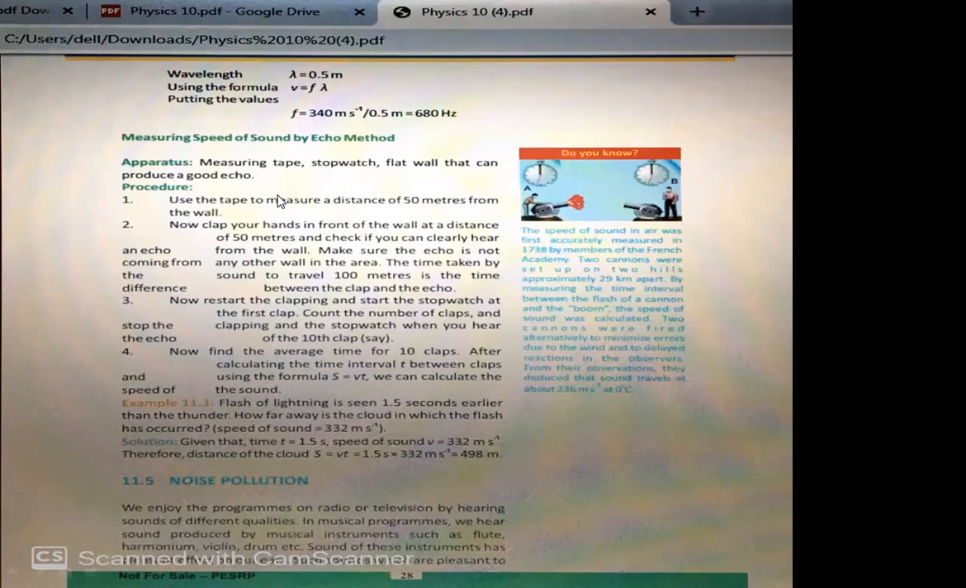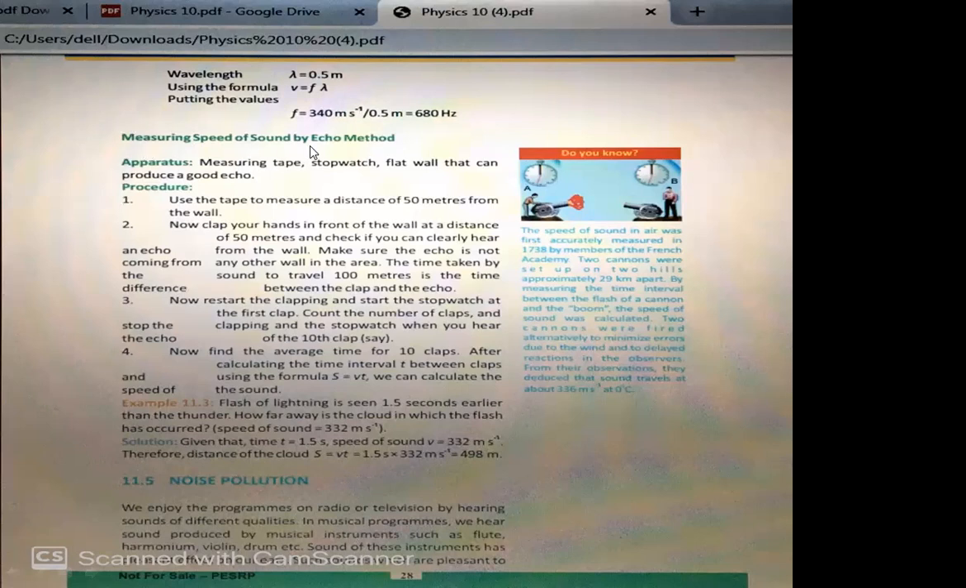So the page is 28. You can see it at the bottom. This is page 28 of your 10th class textbook. Please open your textbook, page number 28. I am saying it again and again: please open page 28 of your 10th class textbook.